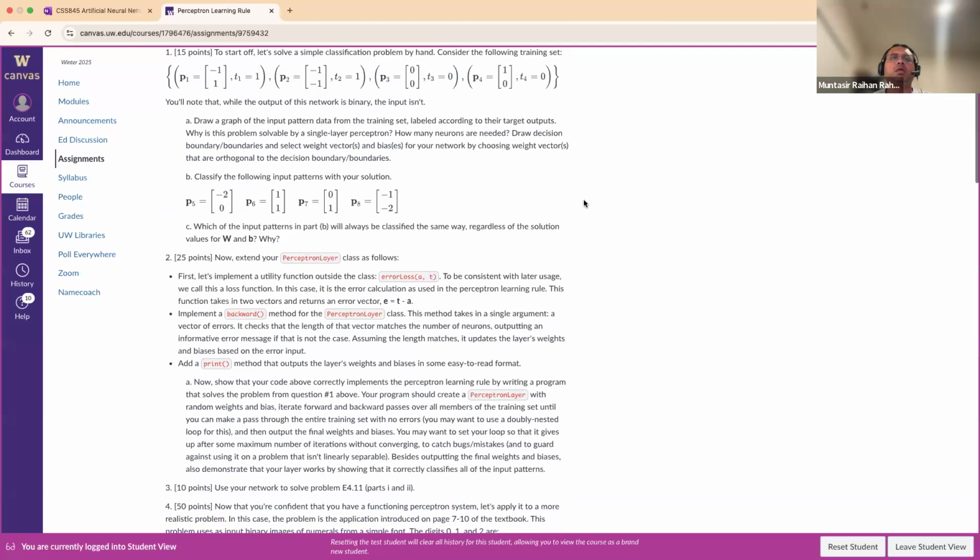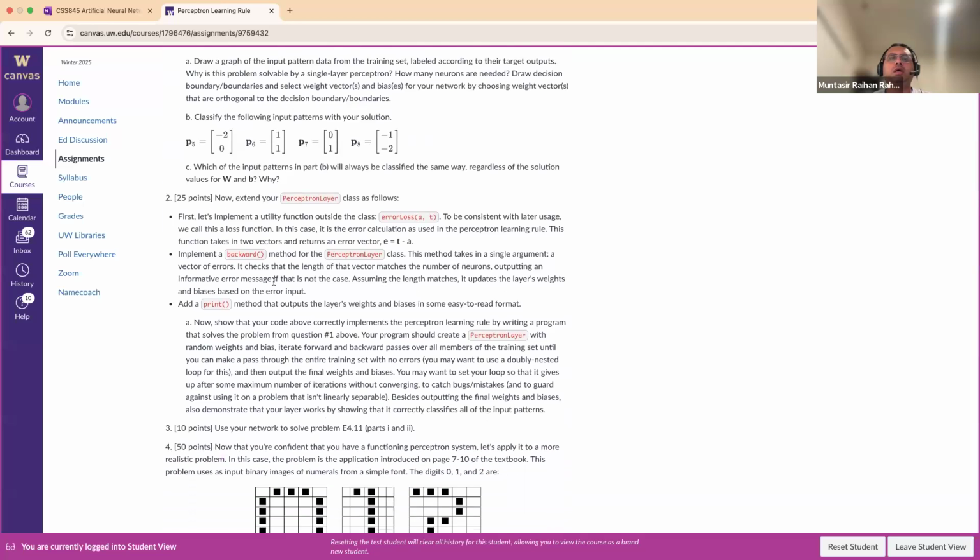Okay, let's check. Implement a backward method for the perceptron class. This methods. Right. Let's see.